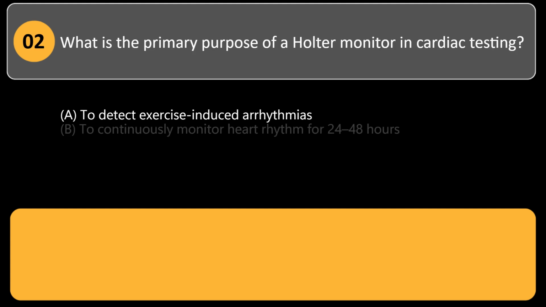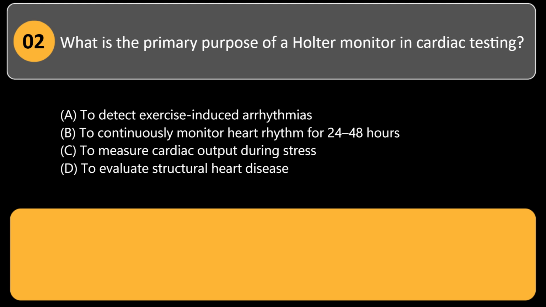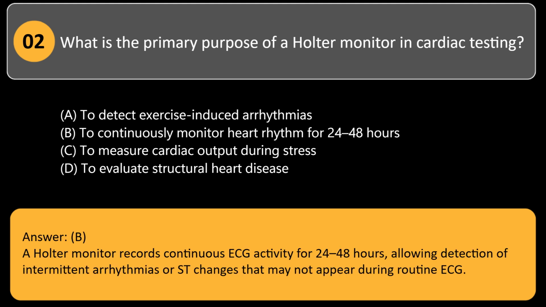What is the primary purpose of a Holter monitor in cardiac testing? A. To detect exercise-induced arrhythmias. B. To continuously monitor heart rhythm for 24 to 48 hours. C. To measure cardiac output during stress. D. To evaluate structural heart disease. Answer, B. A Holter monitor records continuous ECG activity for 24 to 48 hours, allowing detection of intermittent arrhythmias or ST changes that may not appear during routine ECG.